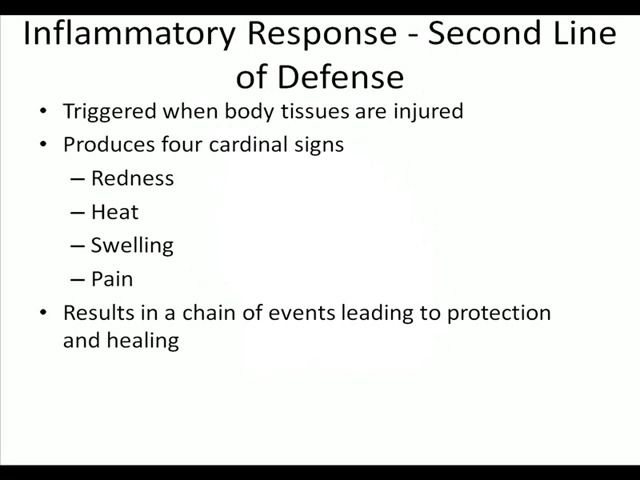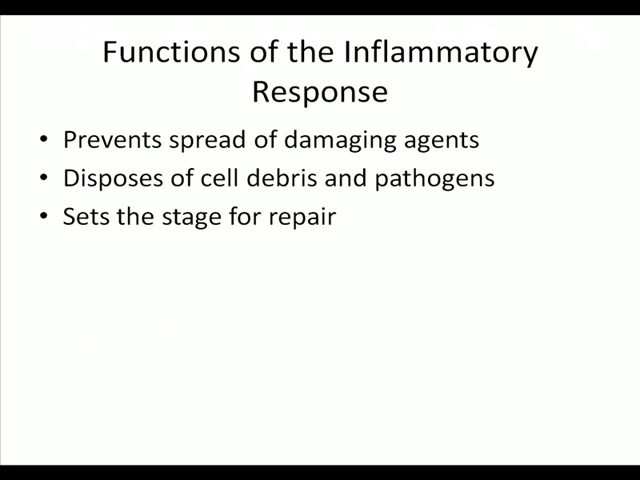A very general second line of defense is inflammation. Inflammation can be triggered really wherever a body tissue is injured. And you can tell an inflammatory response is going on when you see these four cardinal signs. You look for redness, you look for heat, for swelling and for pain. These cardinal signs come about from all of the events that lead to protection and healing that are a part of the inflammatory response.